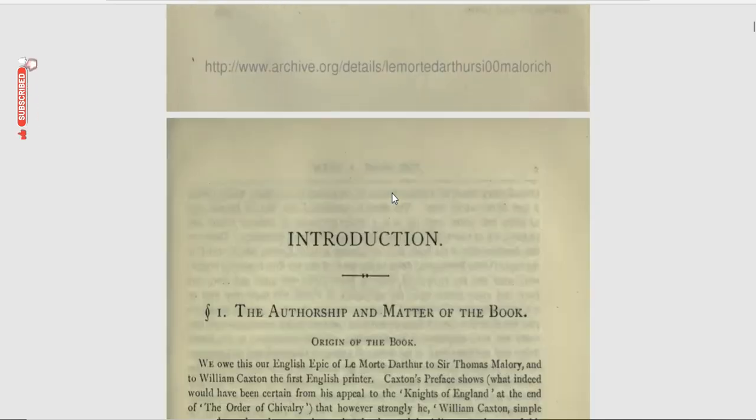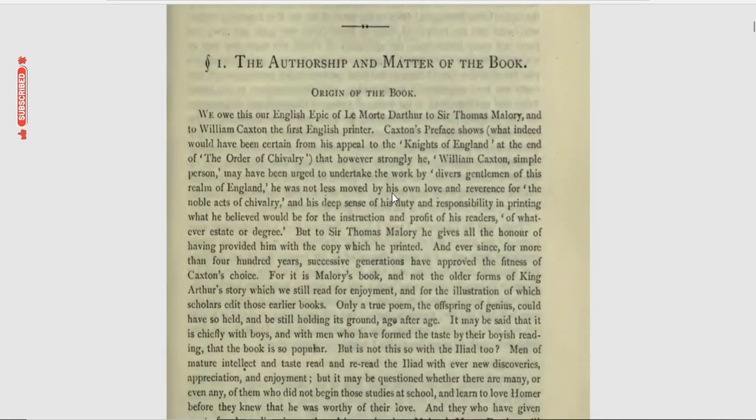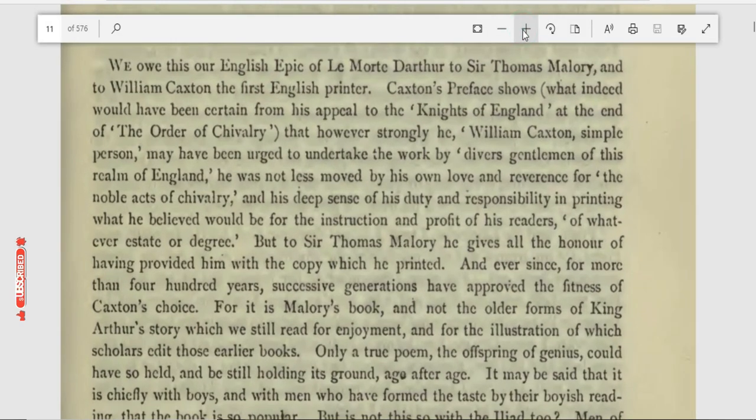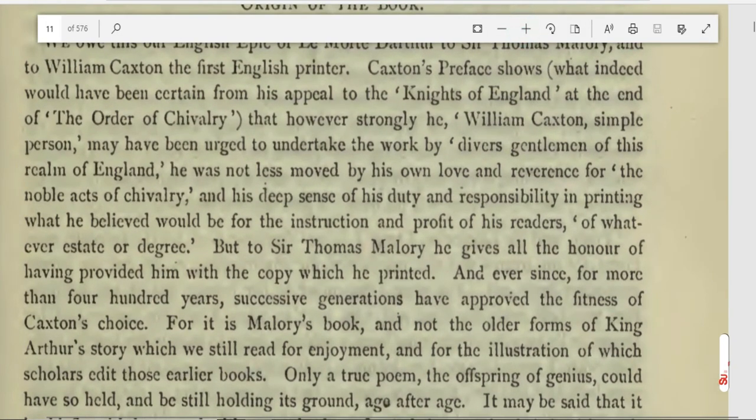Okay, the authorship and matter of the book, origin of the book. We owe this, okay, if I can make it a little bigger for you, right. I think that's fine.